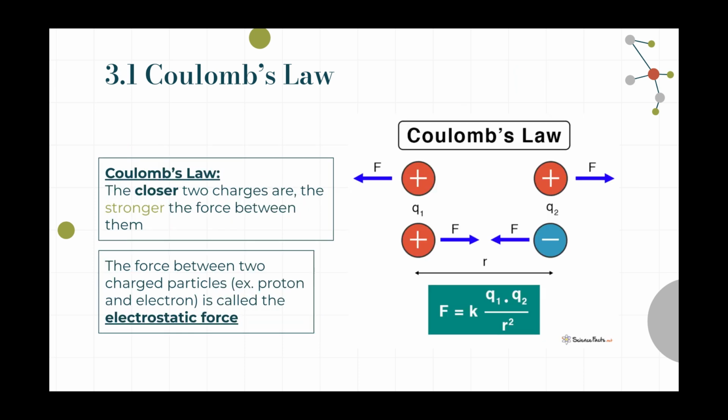Coulomb's law is basically saying, part of it at least, that the closer two charges are, the stronger the force between them is. That could either be an attractive force or a repulsion force. And this force between two charged particles, such as two magnets or a proton and an electron, is called an electrostatic force.